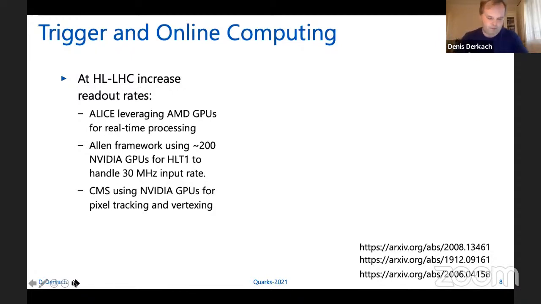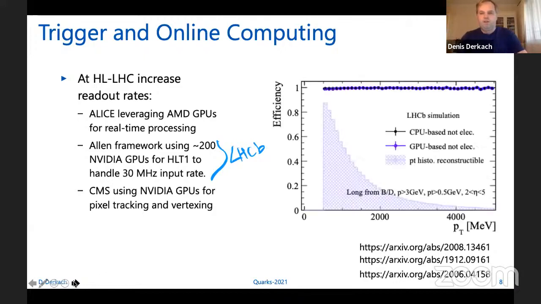LHCb, it's written Allen here. So LHCb has got a new NVIDIA farm, which will be installed, and it will be the farm for the online collection of the data. Then there is also CMS, which is using a combined approach and plans to use NVIDIA GPUs for pixel tracking and vertexing. There are lots of difficulties, and lots of things to be done about this.